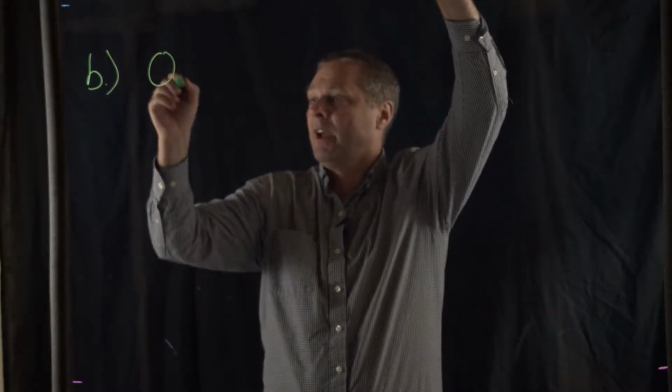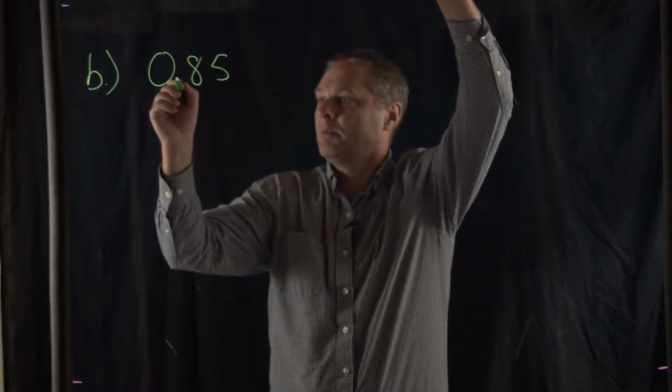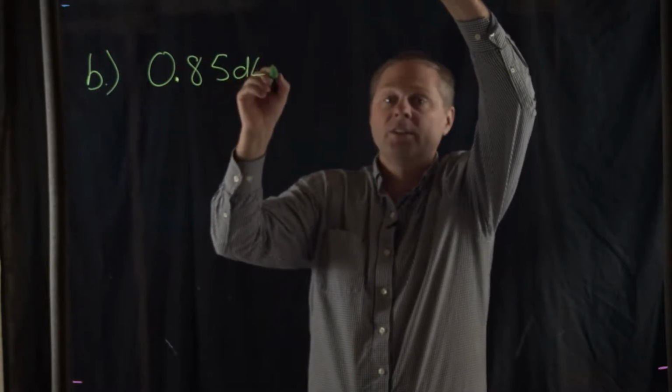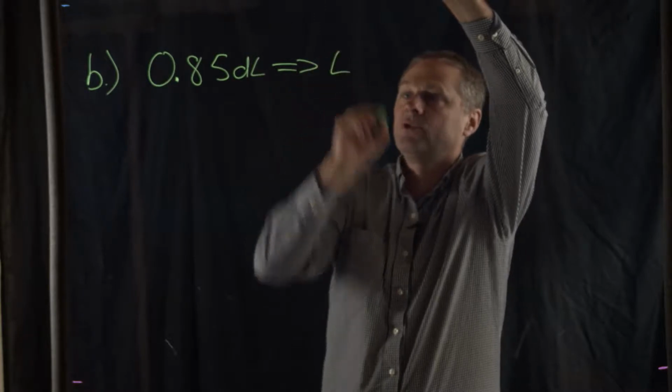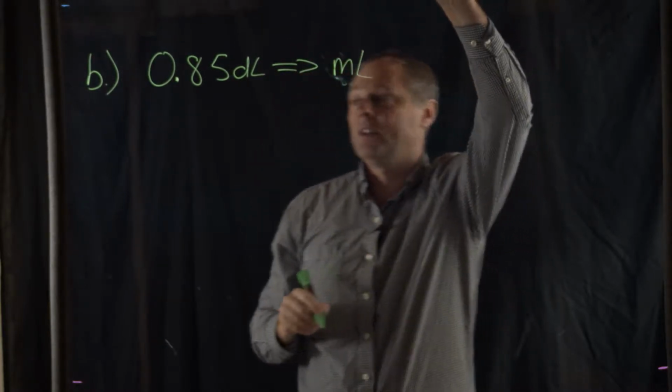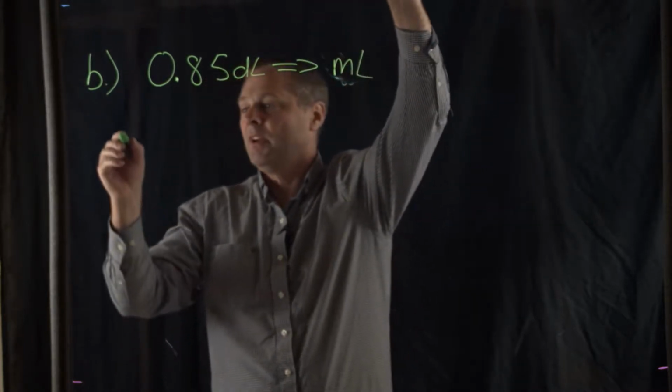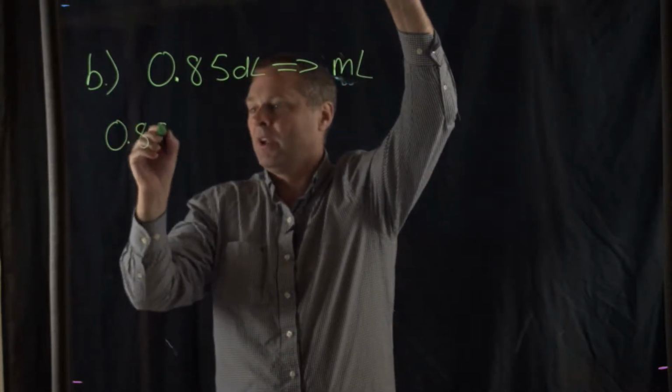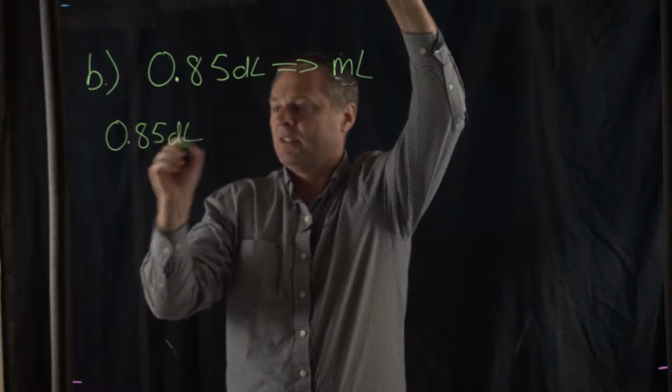So we start with what we have. So make the period a little bit bigger. Deciliters, and we want to convert this not into liters, but into milliliters. And so we're going to start with the number we have been given, deciliters.